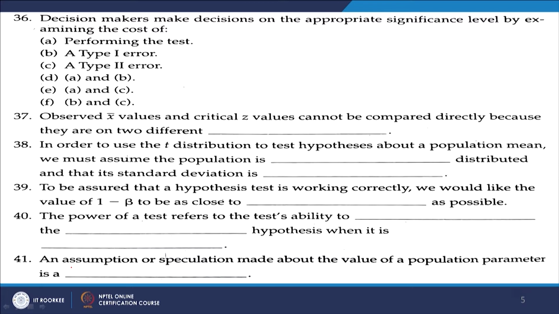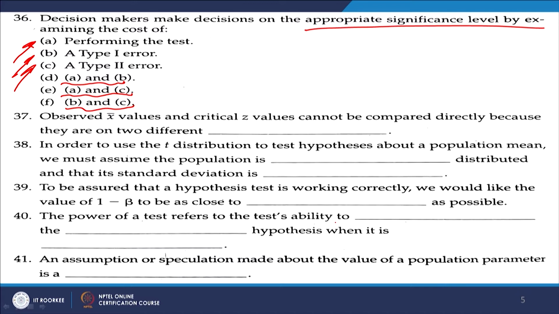Decision makers make decisions on the appropriate significance level by examining the cost of what? Performing the test, type 1 error, type 2 error, A and B both, A and C, B and C. Just think over it for a while and try to answer this question.